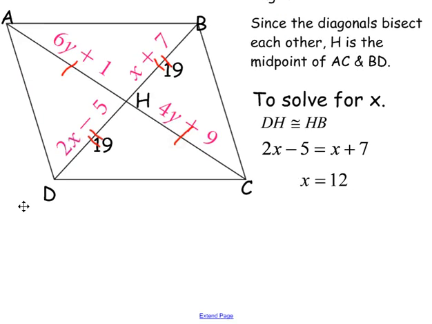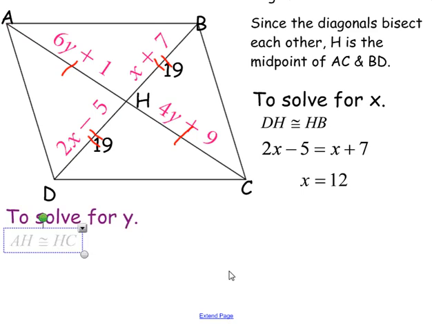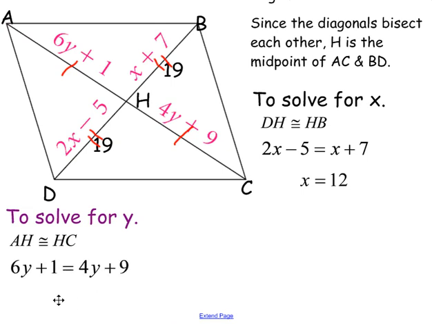Let's solve for y. To solve for y, we know that AH is congruent to HC, so we could write 6x plus 1 equals 4y plus 9. We would get y equals 4. When you substitute it back in, you'd get 25 for AH and 25 for HC, which again makes sense. They should be equal to each other because H is the midpoint of AC.